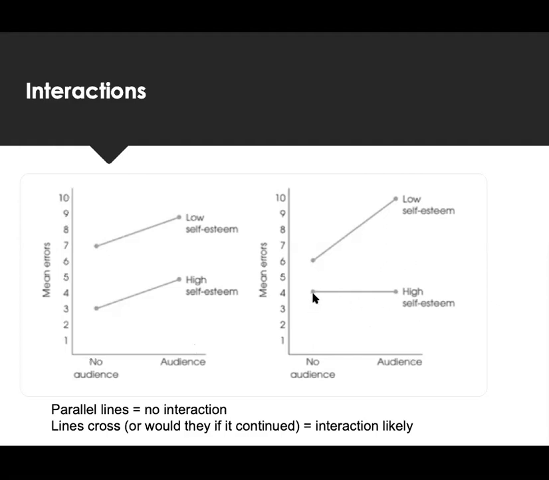So recall in my second example, let's say I was to do this experiment again and get a whole different set of data. Here, my high self-esteem folks scored 4 errors, whether there's an audience or no audience. Low self-esteem people scored more errors than the high self-esteem, but even greater difference when there's an audience present, right? And this is an interaction effect.